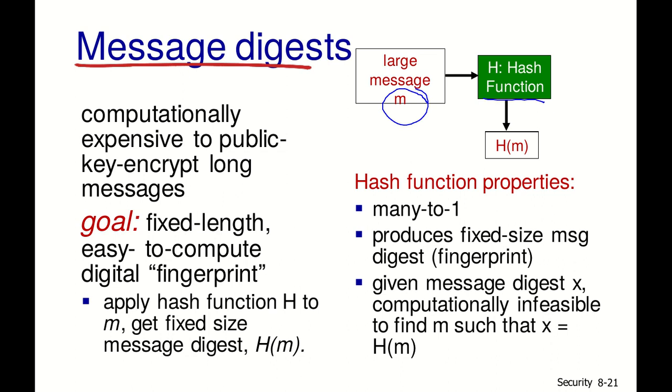Anyway, there is one more property of hash functions that is very important: it produces a fixed-size message digest. For example, if it is a 128-bit hash function, then no matter how large the message is, the result will be 128 bits. If we are using a 256-bit hash algorithm, then no matter how large the message is, we will produce 256 bits of hash, or digest.